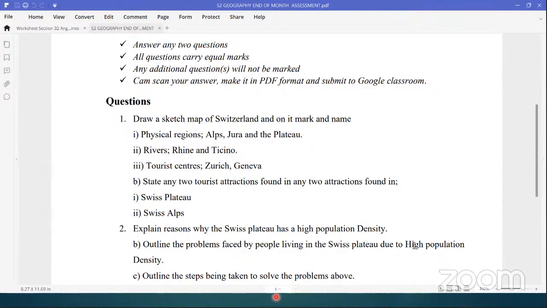Thank you. Remember when we were talking about the Swiss Plateau, we said it covers only 30%, but it is the place where many people live. So in other words, it has the highest population in Switzerland. And one of the reasons is that this region has fertile soils. All the soils that are drained from the Alps and the Jura are deposited in the Swiss Plateau. And this makes it fertile, hence attracting high population.